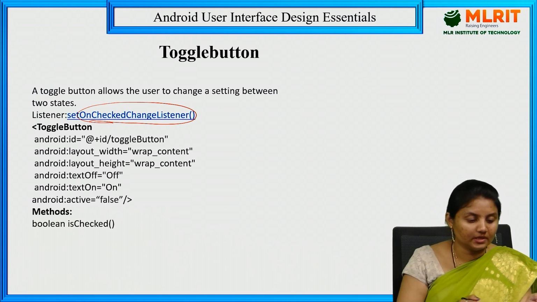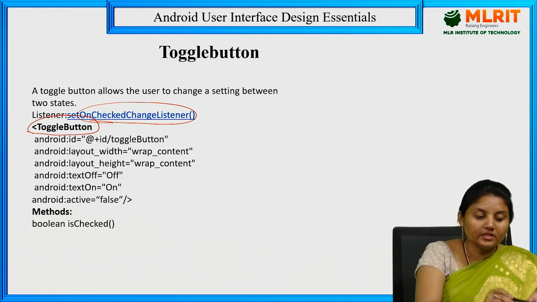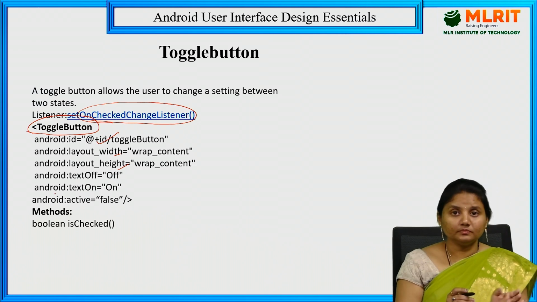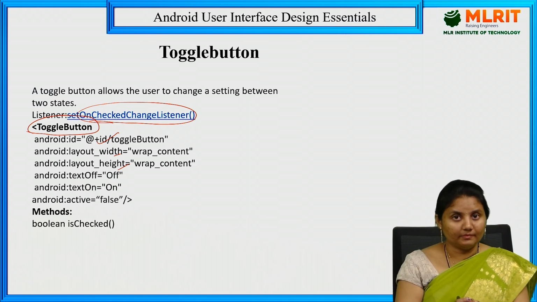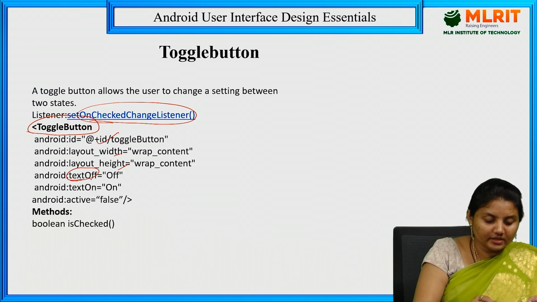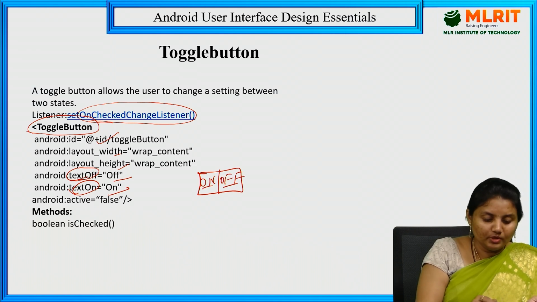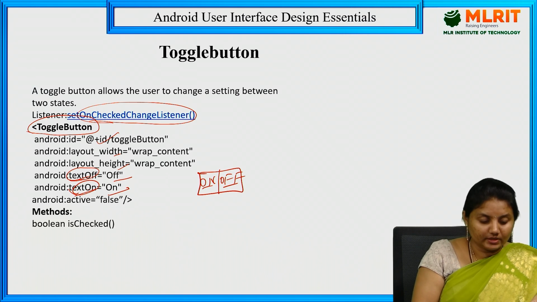Similarly for the toggle button. The toggle button can be created using the component ToggleButton, and its ID, width, height, and the text that you have to display for the toggle button is textOff and textOn. textOff is off, textOn is on. So you will have a button like this, with on and off. To get these two, you have to use android:textOff and textOn, and android:active false.